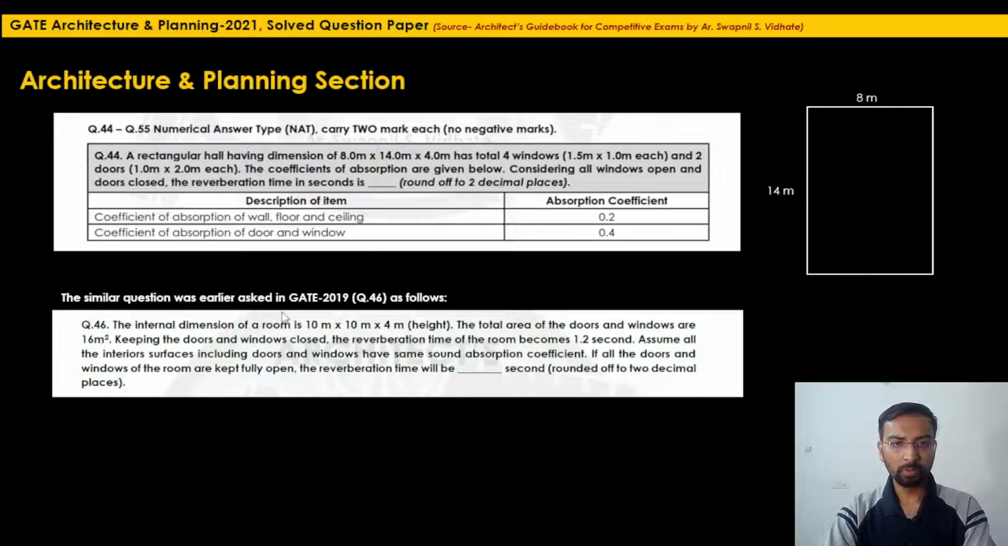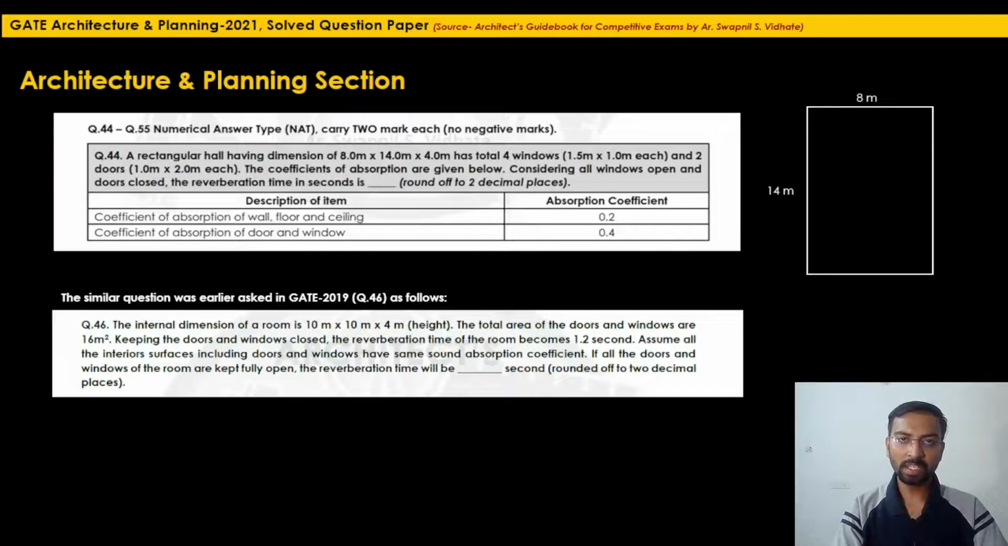Like I said, a similar question was earlier asked in GATE 2019, question 46. What was the question? The internal dimension of the room is 10 by 10 by 4 meter. The total area of the doors and windows is 16 meter square, keeping the doors and windows closed. In GATE 2021 they have asked considering all windows open and doors closed, whereas in the earlier year paper they asked keeping doors and windows closed. The reverberation time of this room becomes 1.2 seconds. Assume all the interior surfaces including doors and windows have the same sound absorption coefficient. If all the doors and windows of the room are kept fully open, what will the reverberation time be?